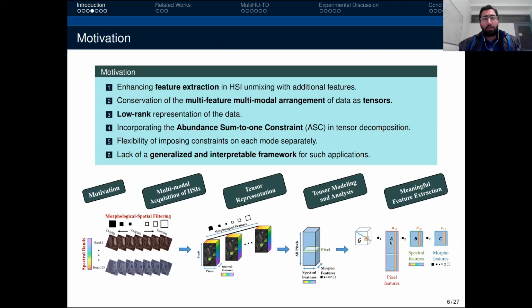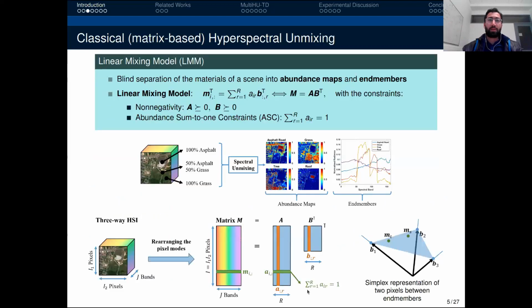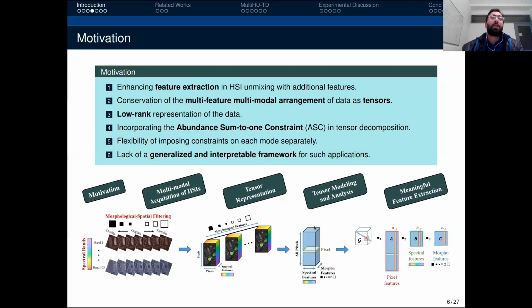So our motivation to do this work is basically to enhance feature extraction and hyperspectral unmixing based on additional modalities. This was the core of my PhD thesis back then. What we want is to conserve the multi-feature, multimodal arrangement of data as a tensor. So we don't want to streamline all the features into one, and we don't want to deal with it as a matrix, because then B is a mash of features altogether, so it is not interpretable.